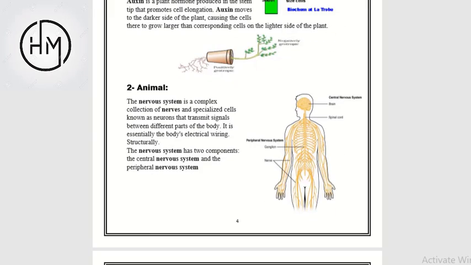Next, we will talk about animal sensation. Animal sensation is a physiological feeling resulting from something that happens, internal or external to the body, or comes into contact with the body.